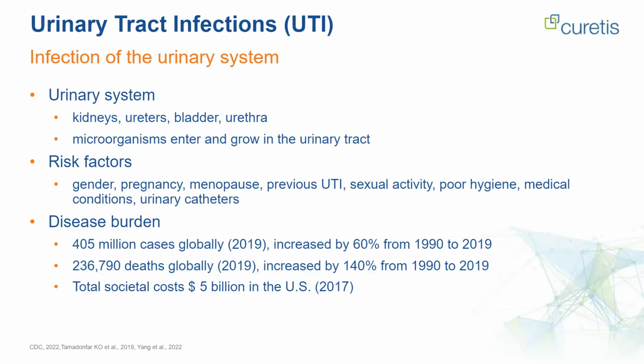A UTI is an infection affecting any part of the urinary system, including the kidneys, ureters, bladder, and urethra. The urinary tract has a portal to the outside, making it easy for microbes to enter the urinary tract. Because urine is a good medium for bacterial growth, many bacteria can grow in the urinary tract.